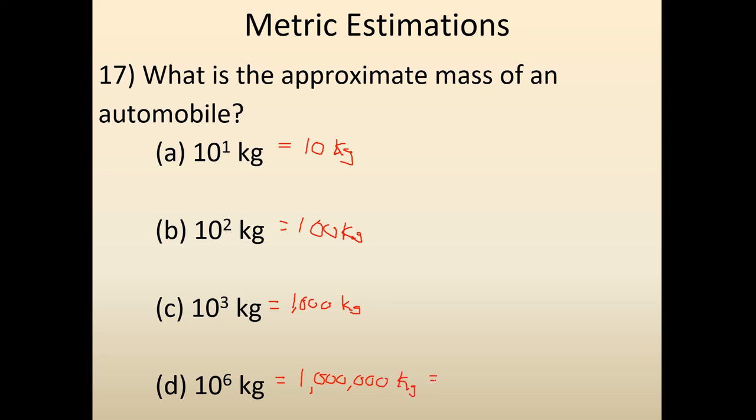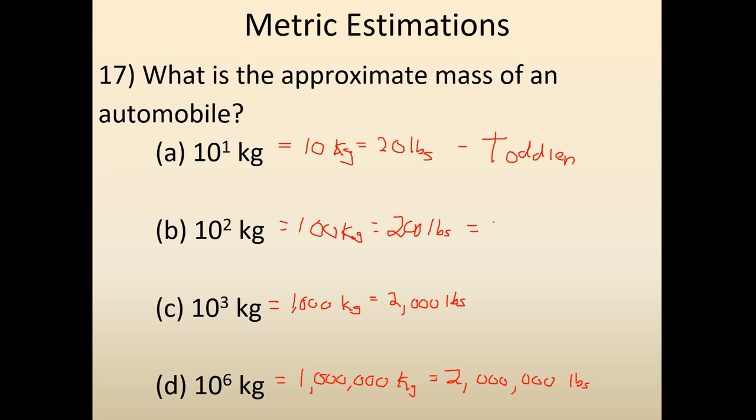And then what we can do is convert these into pounds. If you recall, I said before that going from kilograms to pounds is times by 2. So this would be 20 pounds. This is 200 pounds. This is 2,000. And then this would be 2 million. And then we just see which one makes the most sense. So this is about the size of a toddler. This is about the size of an adult.